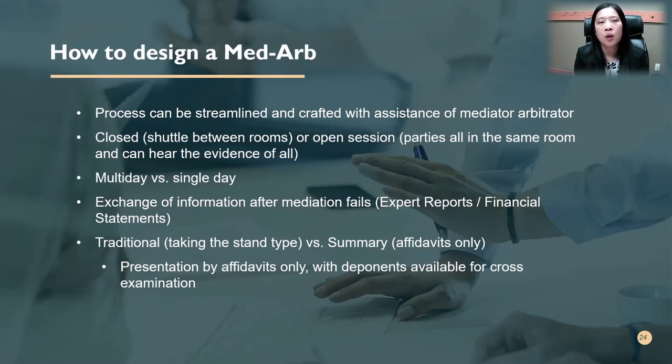So, closed sessions and shuttling between rooms is a very common way to adjust for any family violence that has occurred or any kind of power imbalances. And of course, having the one party being supported by either a lawyer or a close family member or an advocate would be why it might be necessary in the circumstances of where family violence has occurred.